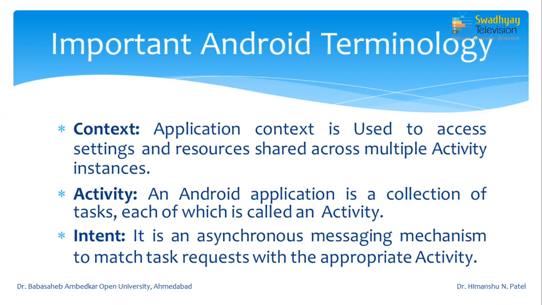So, whatever number of tasks you want to perform, you have to create that many activities, and for each activity you have to specify a Java file. Intent is an asynchronous messaging mechanism to match a requested task with the appropriate activity. Suppose one activity wants to send a message to another activity. For example, consider a game application. Whenever a player achieves a high score, it must be highlighted by the high score activity. So, the play activity sends this high score to the high score display activity, and then it can be displayed there. Exchange data between two applications.